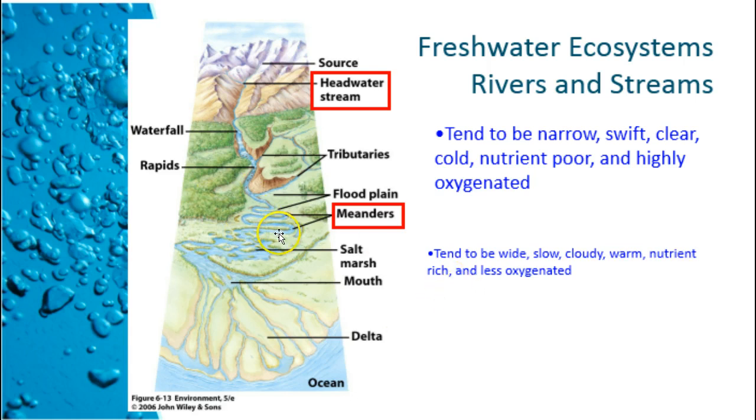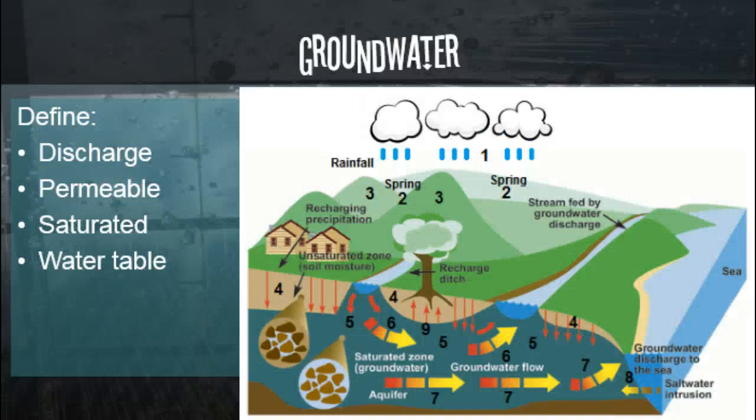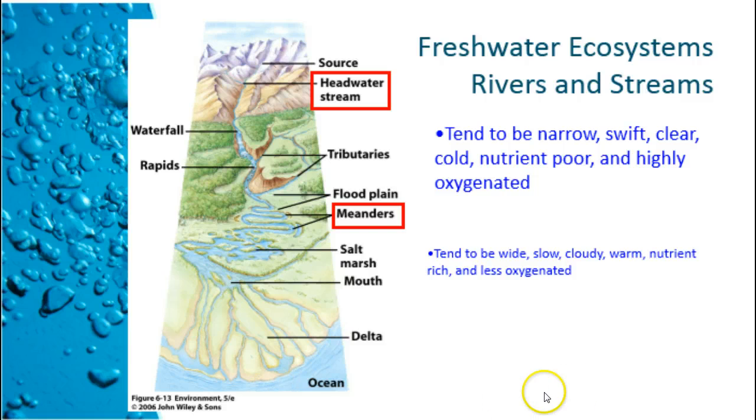But once we get down towards these meanders and downstream, you tend to have wider rivers or streams. They move slower because of this meandering pattern. They tend to be cloudy because they've picked up a lot of sediment by this point. They're warmer. They've been moving quite a bit, so they've picked up lots of nutrients, and they tend to be less oxygenated because it is warmer, and warm water holds less oxygen in general. That's kind of an important point to write down. Gases are less soluble in warmer waters.